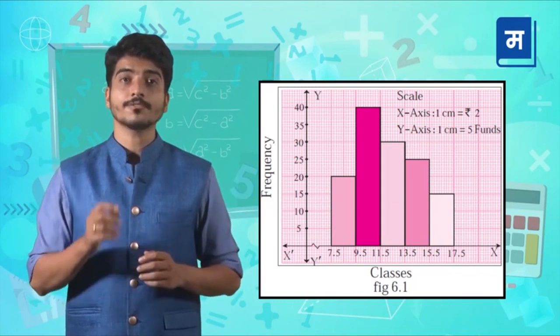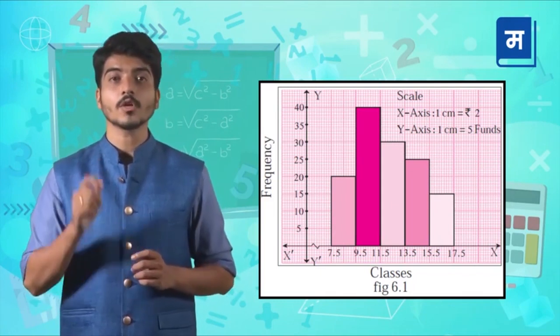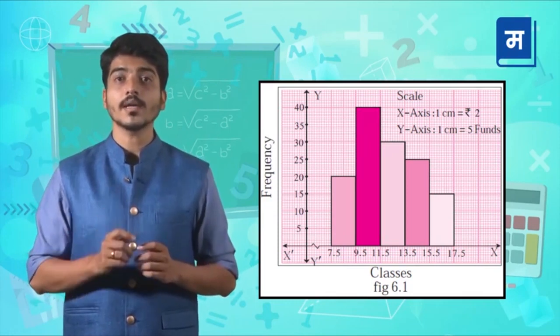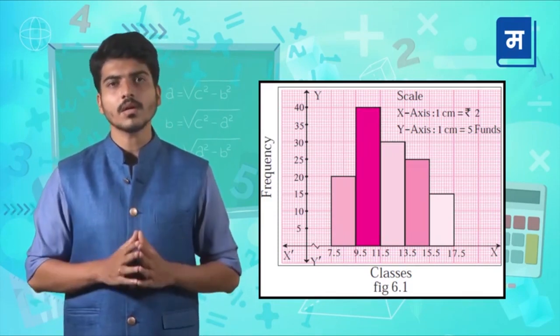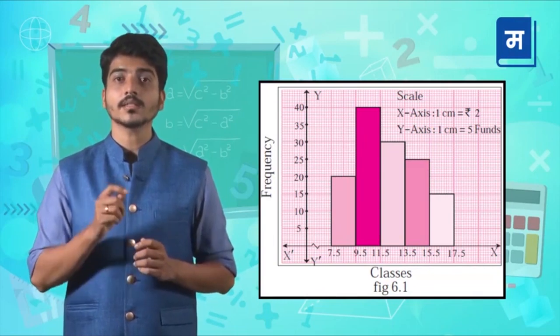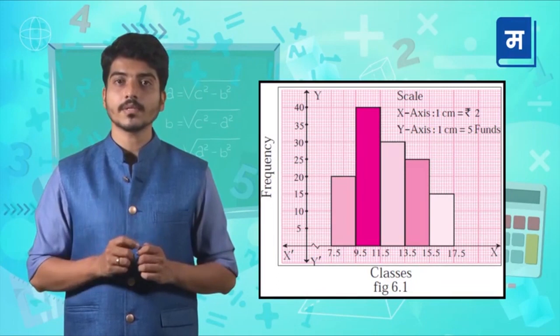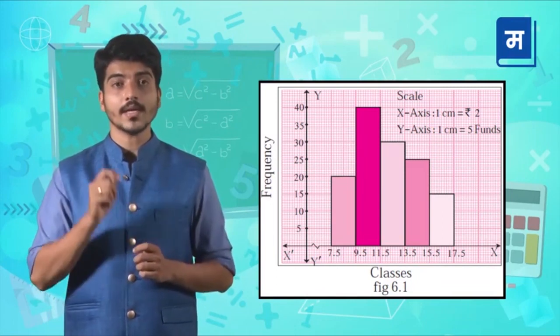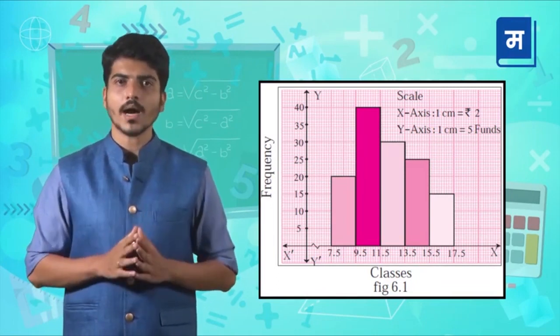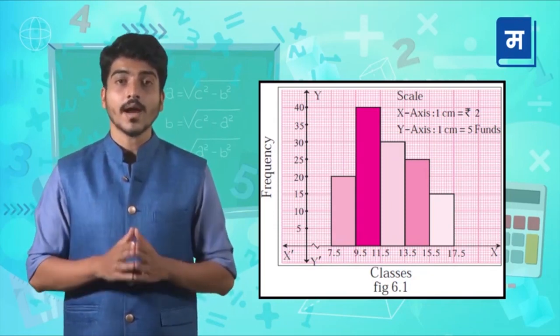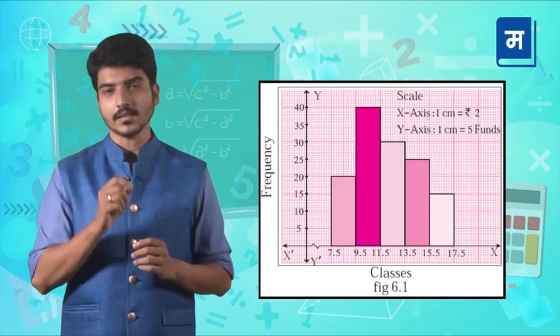First bar has frequency, that is height is 20. The second bar has frequency, that is height is 40. The third bar has frequency, that is height is 30. The fourth bar has frequency, that is height is 25. The fifth bar has frequency, that is height is 15. And the figure drawn will look like this.